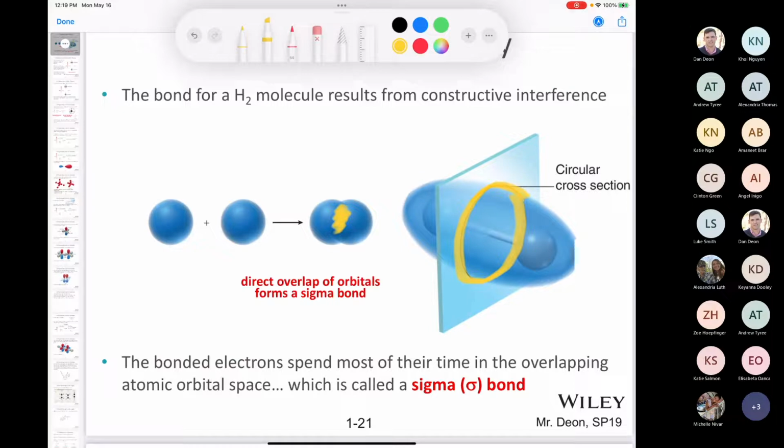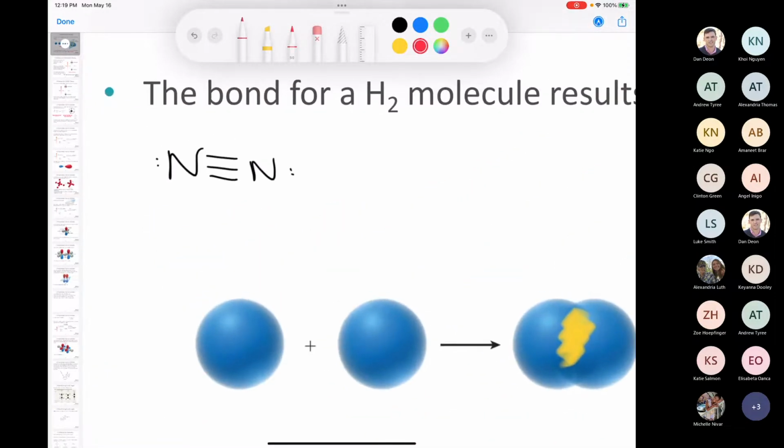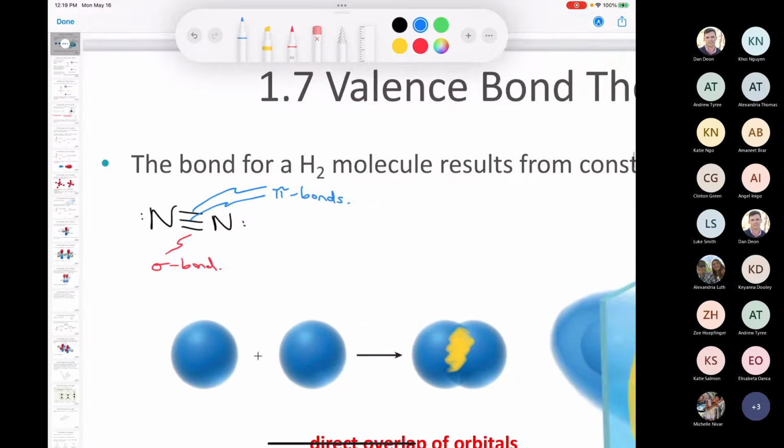Again, going back to the pi bond, I'll just cover this quickly here. A common example of a molecule with a pi bond would be nitrogen, N2. This is the Lewis structure for nitrogen. Remember, the first bond between any two atoms is a sigma bond. Anything after that is a pi bond. So this is a pi bond, and this is a pi bond. And pi bonds are the result of side-to-side overlap of p orbitals.